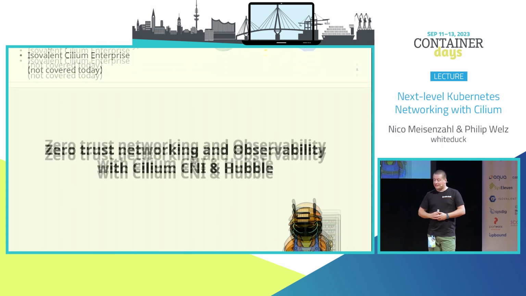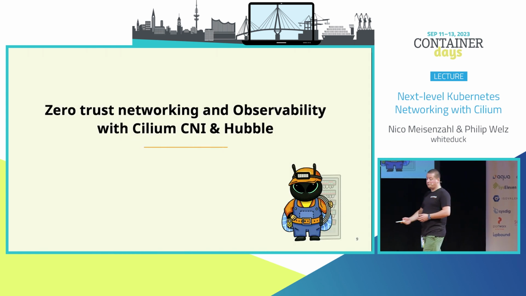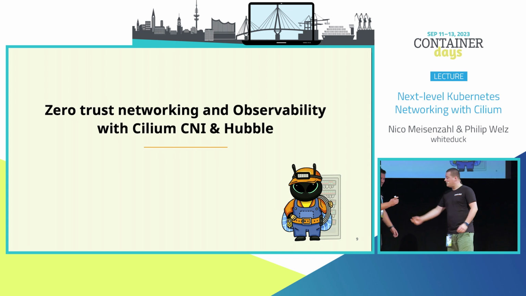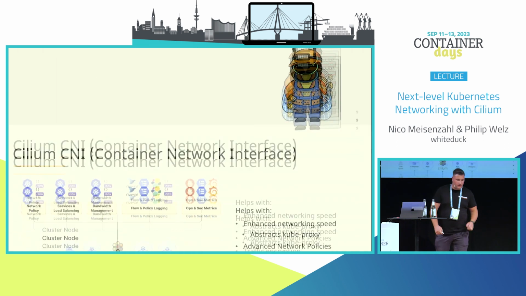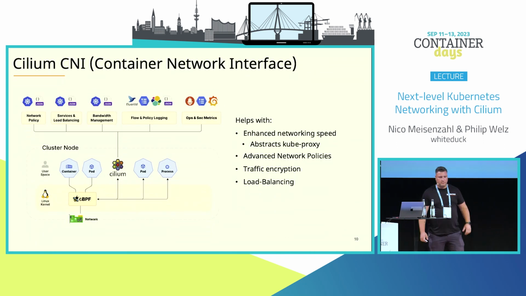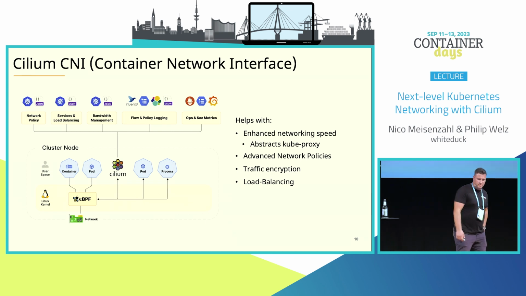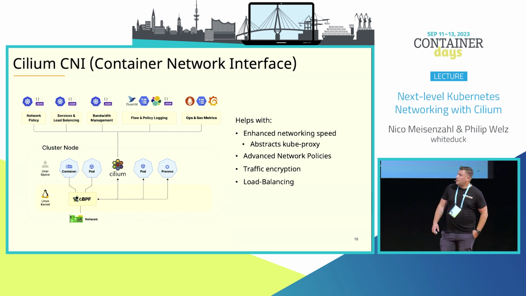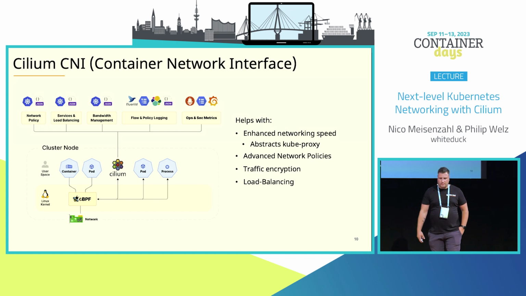Yeah, with this, we're starting in, and Phil will start with CNI and Hubble. Yes. The Cilium CNI basically is the core, as Nico mentioned, of Cilium. So the CNI helps us with network policies. I think you know it. We have service and load balancing on the network side. We have flow logging, policy logging, so metrics basically. We have this enhanced networking speed, which we'll talk about in the next slide. It completely replaces kube-proxy, so it's one daemon set.